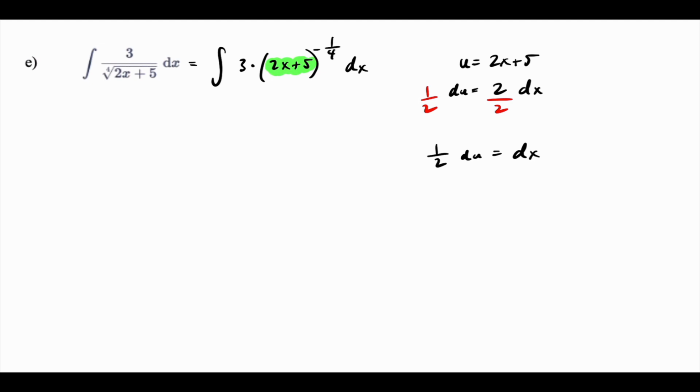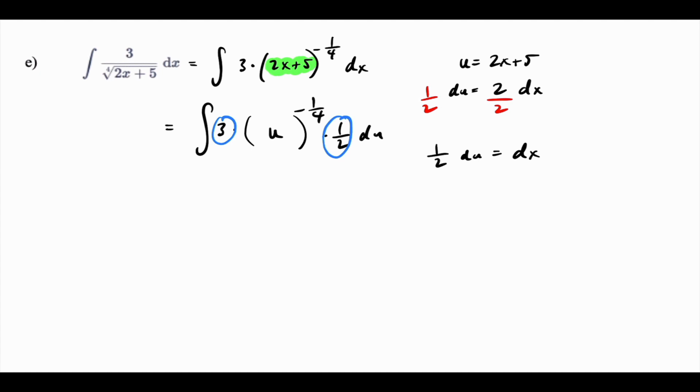Okay, my next step is plug in. So I have 3 times, that's my u, and then I'm going to plug in for dx, which is 1/2 du. Right? Well, there's no more x's. I'm happy. But I do have some constants here.